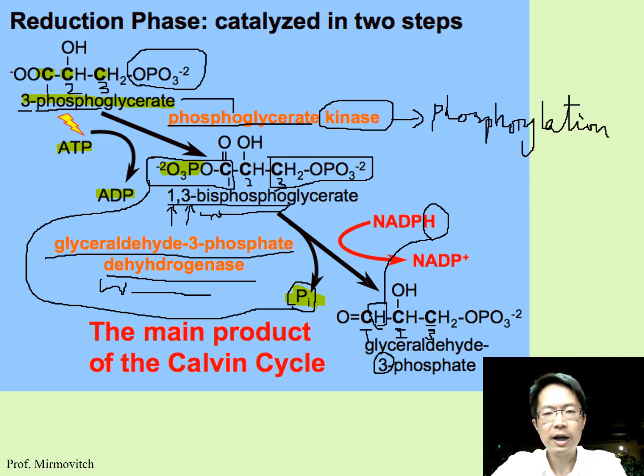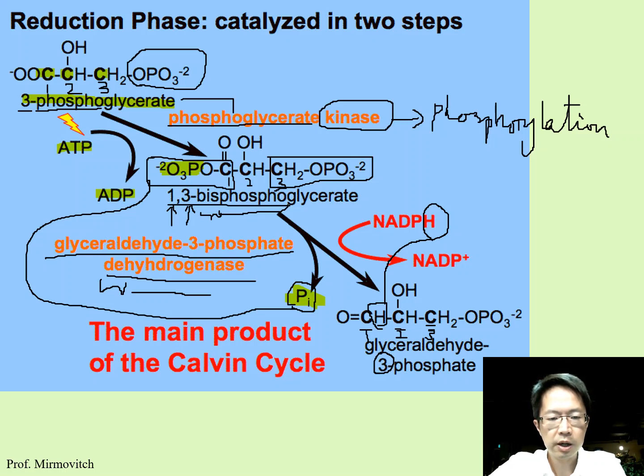The name of the enzyme basically tells you the function. Kinase puts a phosphate group onto a molecule. Which molecule? Phosphoglycerate. So this enzyme puts a phosphate group on carbon number 1 of the phosphoglycerate, then it becomes 1,3-bisphosphoglycerate.